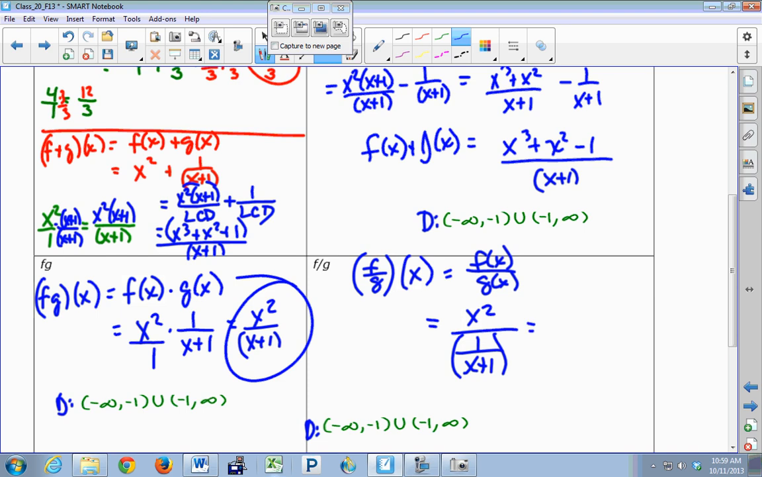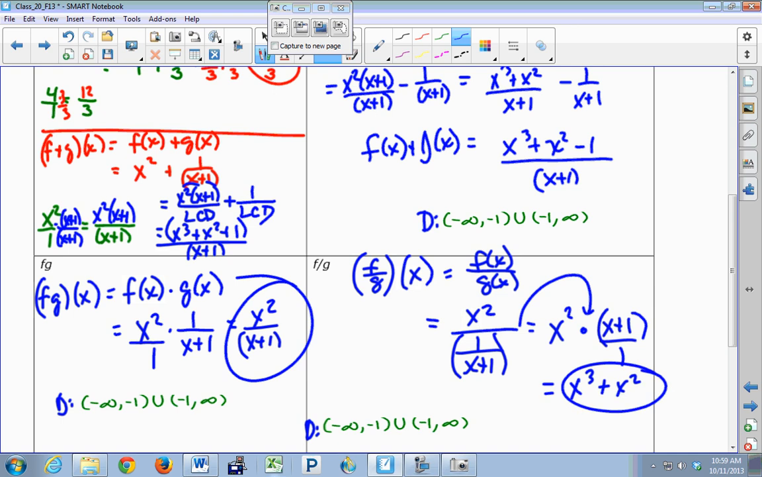So division is the same as multiplication by the reciprocal of the denominator or your divisor, whichever way you like to think of it. So it's x plus 1 over 1. And now you just use your distributive property, you get x cubed plus x squared, and you're all done. Okay?